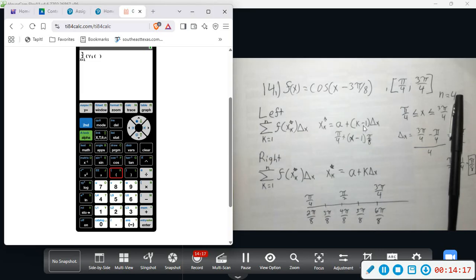Okay. So inside parentheses, I'm going to do pi divided by 4 plus, and then I'm going to open parentheses, x minus 1, close, and that's going to be times the change in x, pi divided by 8.